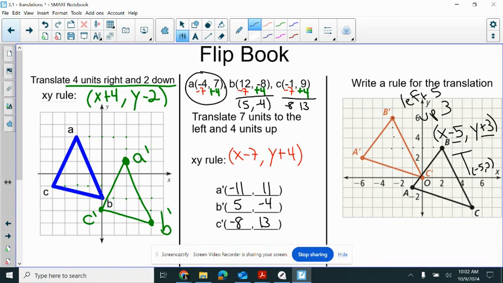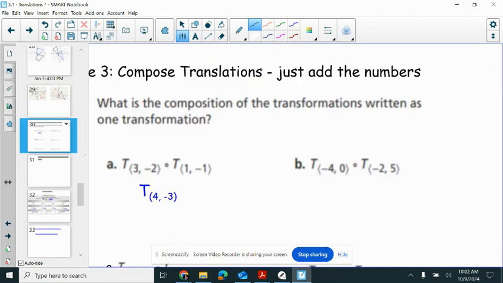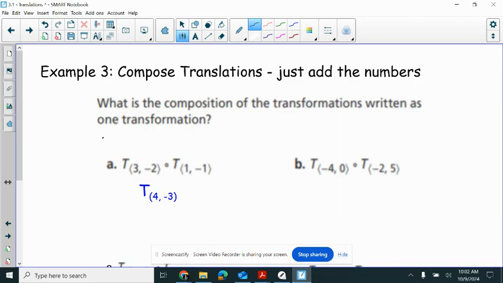And that's how you do translations. Actually, I have to show you one more thing. If you have this transformation notation and multiple translations, all you do is add the two x's and the two y's. Like 3 plus 1 is 4, negative 2 and negative 1 is negative 3, to put them together. If I put these together, negative 4 and negative 2 would be negative 6. 0 and 5 would be 5. That's it.